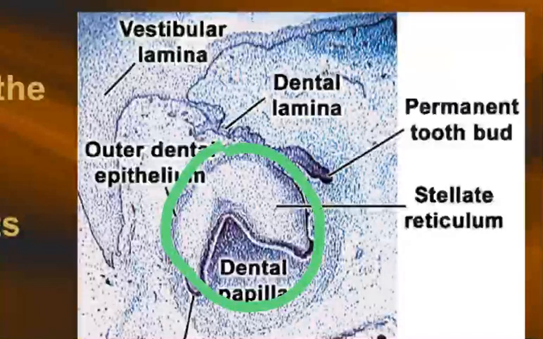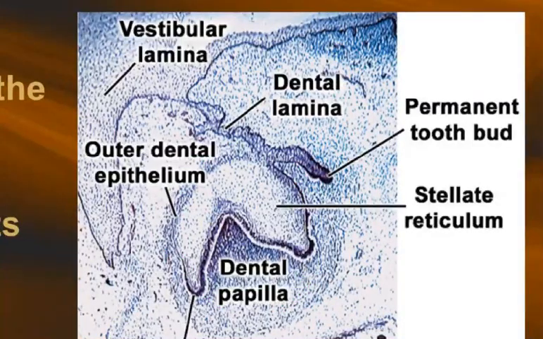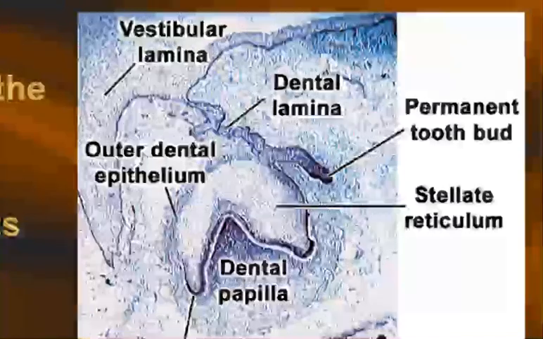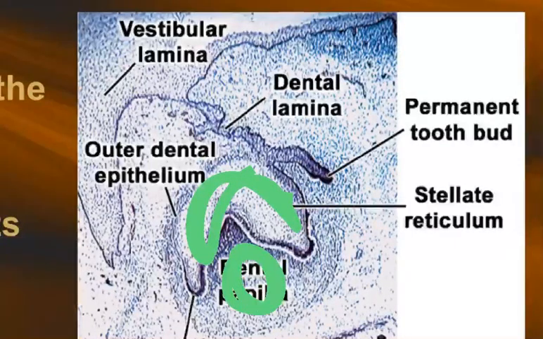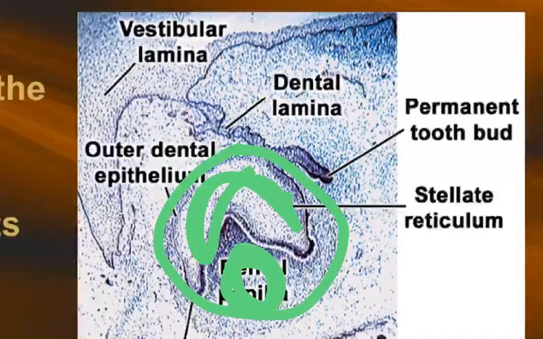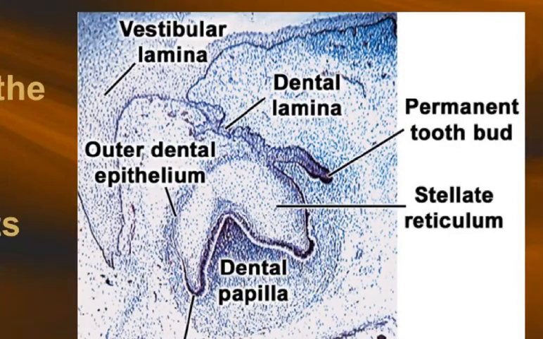By the way, when we say tooth germ, we are referring to three parts. Tooth germ equals enamel organ plus dental papilla plus dental sac or follicle.